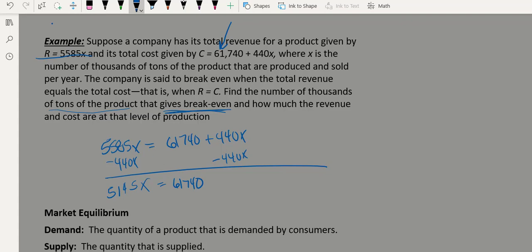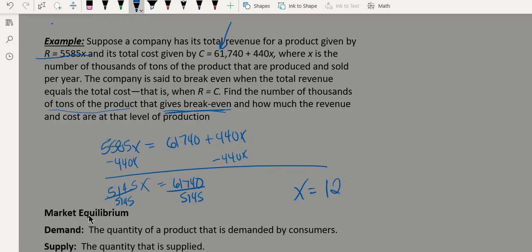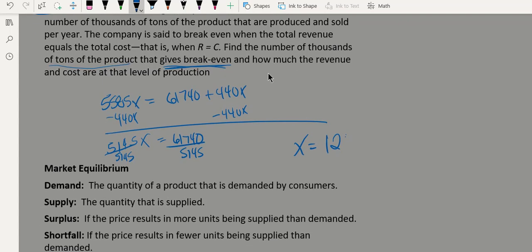61740. So now to solve for it, we only need to divide both sides by 5145. And so x will equal, when I plug it in, 61740 divided by 5145, which gives me 12. So that means 12 thousand tons is when it breaks even. Okay, that's how many tons of products. 12 tons.